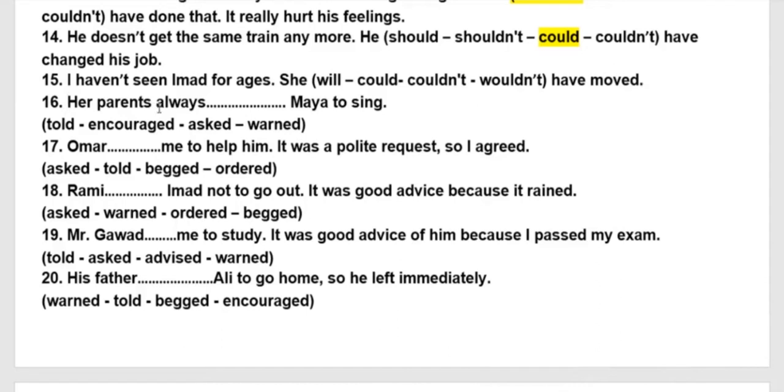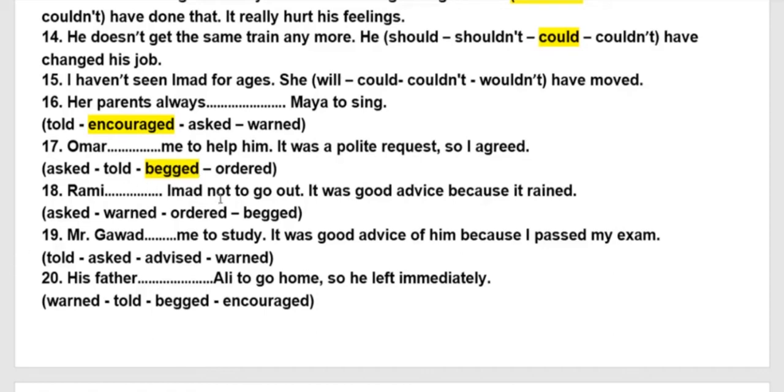Her parents always encouraged Maya to sing. Omar begged me to help him. It is a matter of help, so he begged me. It was a polite request, so I agreed. He didn't order me; you see, a polite request.